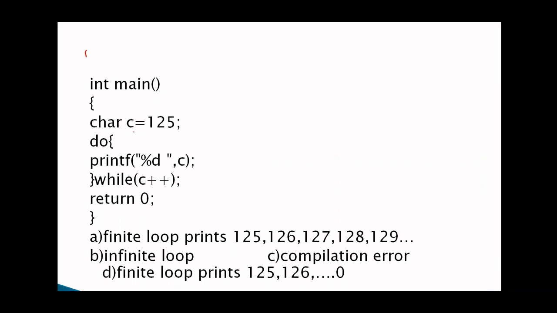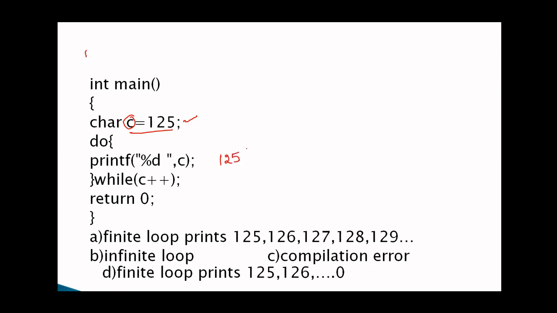char c = 125; So we are declaring a character c, and that is initialized with the value 125. Now we are writing a do-while loop: do printf("%d", c). %d means we have to print in integer format. The c, that is simply 125, is printed.